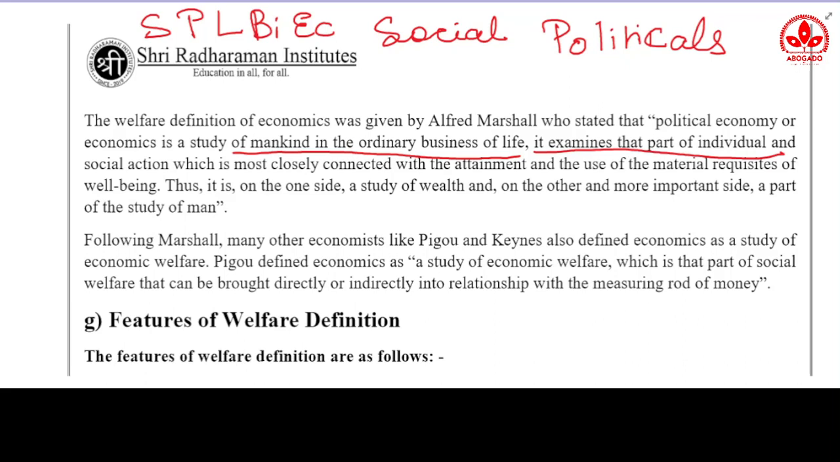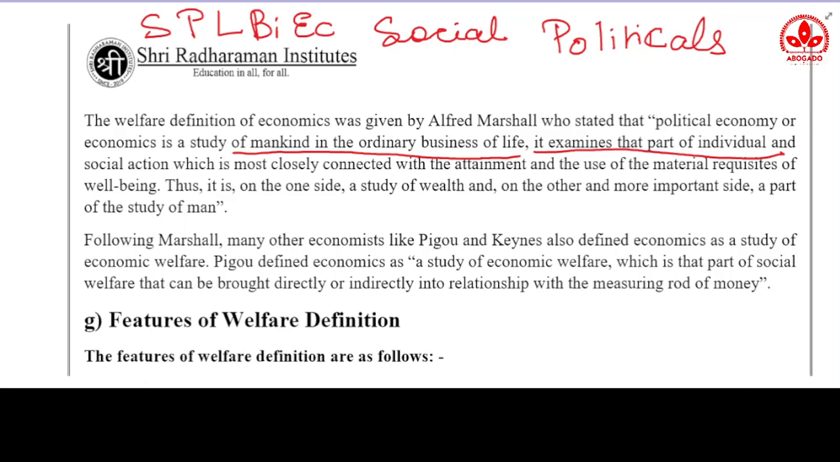But apart from this wealth definition, the welfare definition said that economics is not only the study of wealth, but also the study of that portion of human life which is concerned with wealth. We have a lot of requirements. We need political requirements, we need the love and affection of our mothers and fathers. So apart from all these requirements, that requirement which is concerned with material things, economics is a study of that.